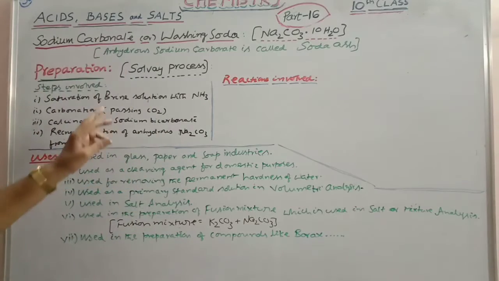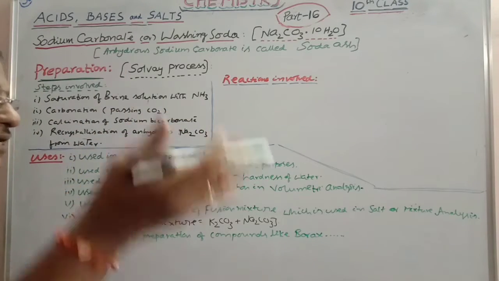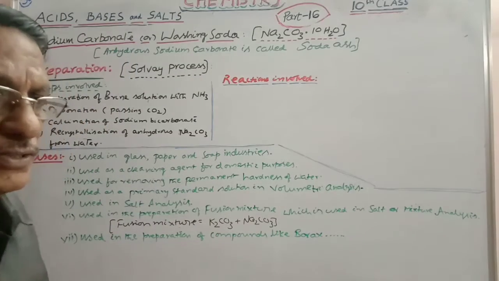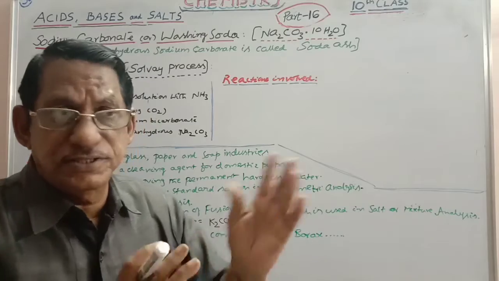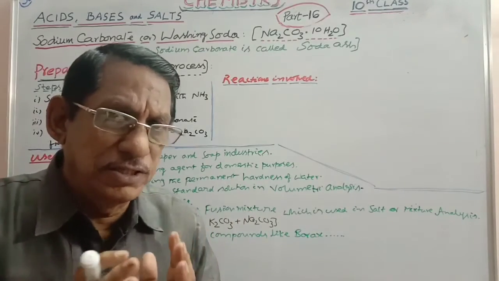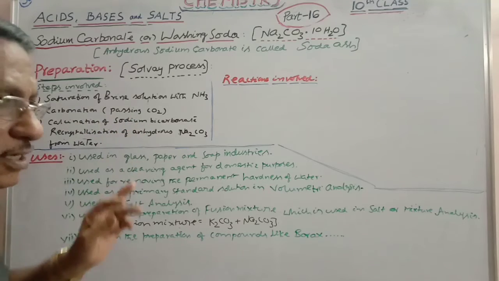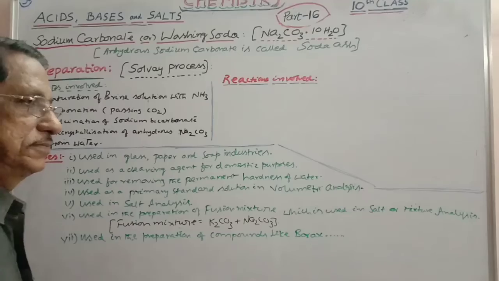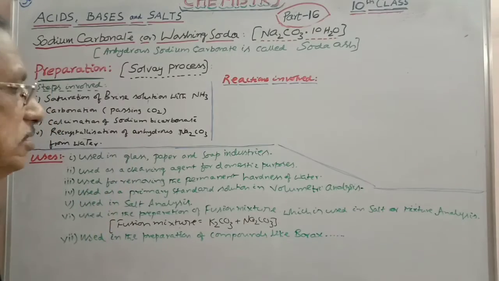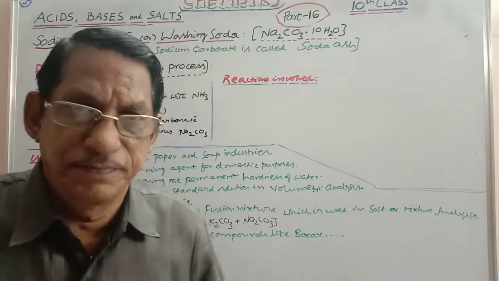After saturation of the brine solution with ammonia, later you have to continuously pass carbon dioxide. Passing carbon dioxide into the solution is called carbonation. Of course, the procedural explanation is different; we are taking only the principle. At that stage, sodium bicarbonate will be precipitated because it is insoluble in water.